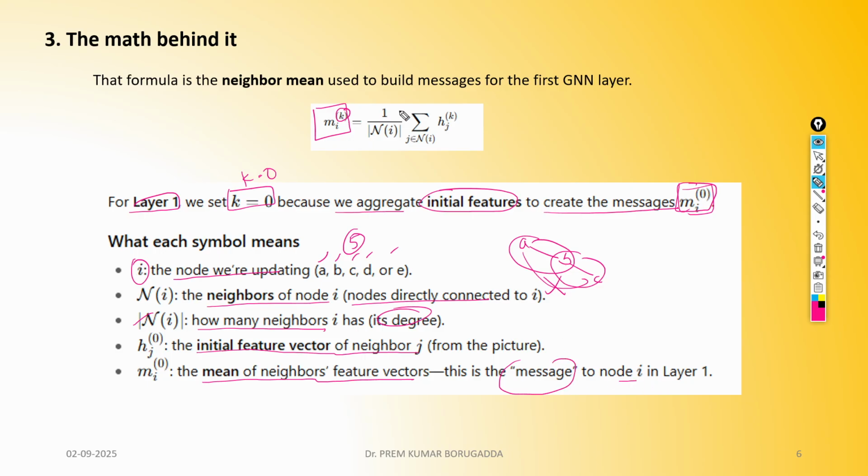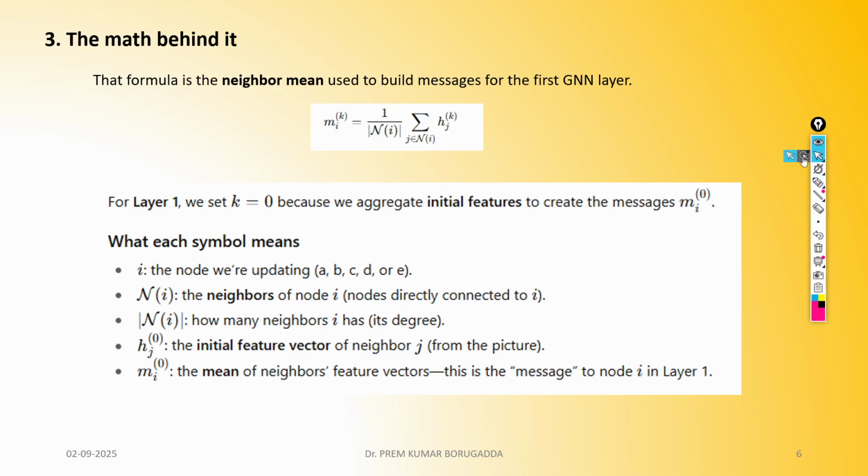I will explain this formula in detail during the mathematics, don't worry. First, this is the formula for the neighbor mean, or otherwise called the aggregate mean, m_i, for each node i, meaning for each node A, B, C, D, E.